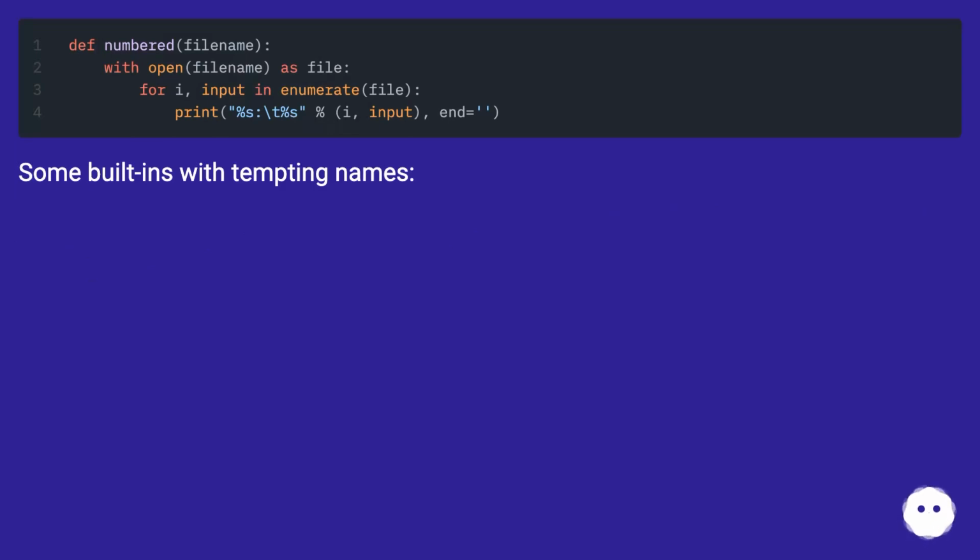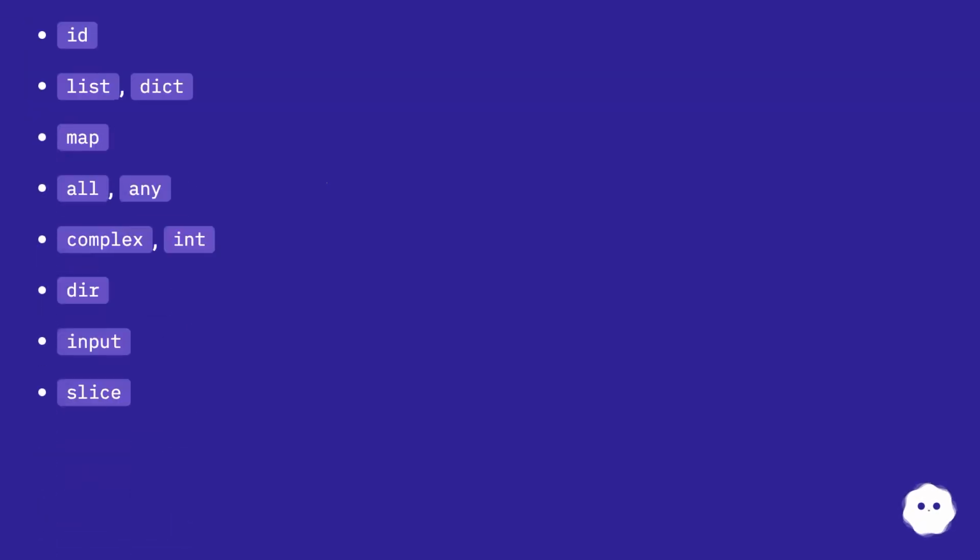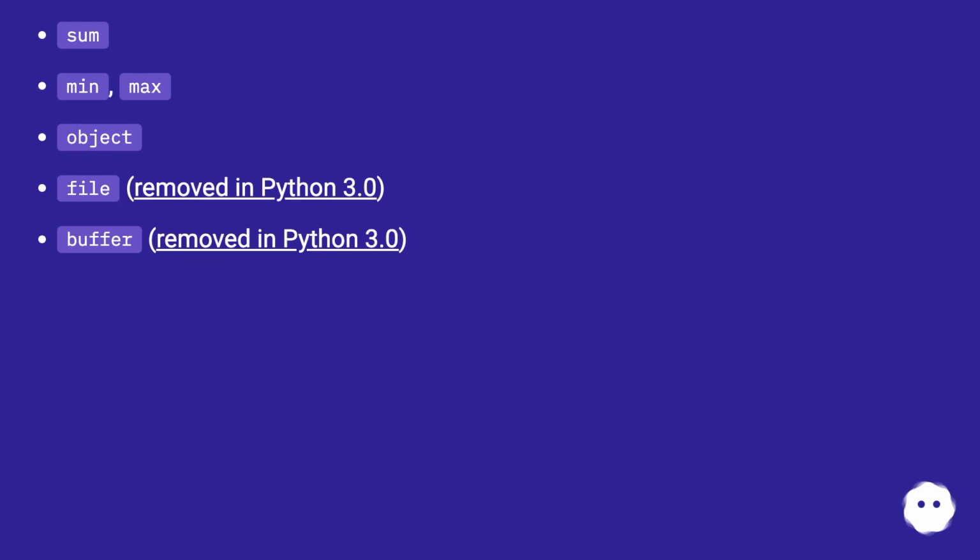Some built-ins with tempting names: id, list, dict, map, all, any, complex, int, dir, input, slice, sum, min, max, object, file (removed in Python 3.0), buffer (removed in Python 3.0).